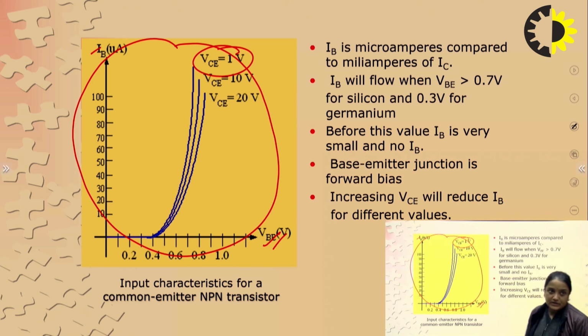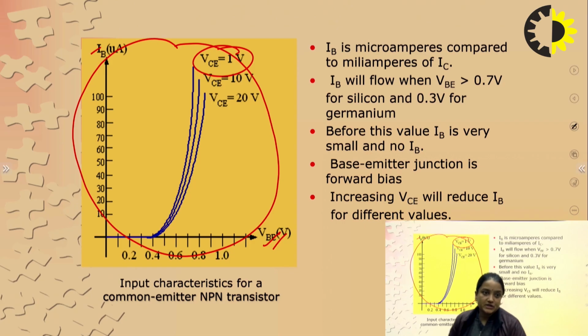What we are observing in this is that we are taking IB in microamperes, which is the base current. Its value is very small, that's why we are taking it in microamperes. And VBE is more than 0.7 volt for silicon and 0.3 volt for germanium, which we also call the knee voltage or the cut-in voltage for silicon and for germanium. Before this value, IB is very small and no current is flowing. Base emitter junction is forward biased.